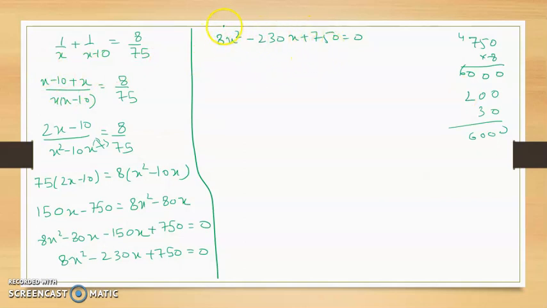So the product will be 750 into 8, and your sum has to be minus 230x. So I am writing now 8x square minus 200x minus 30x plus 750 is equal to 0. Minus into minus is plus, minus plus minus 230 and minus into minus plus will give me 6000, correct.